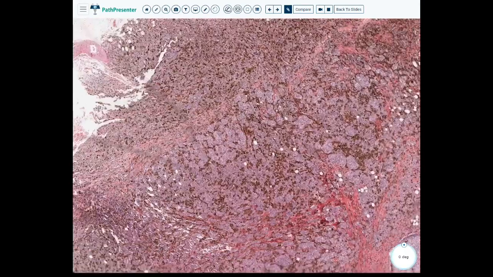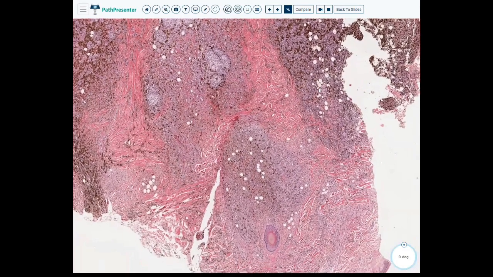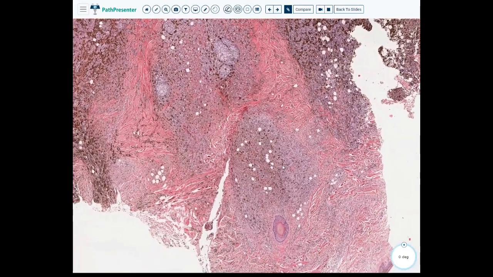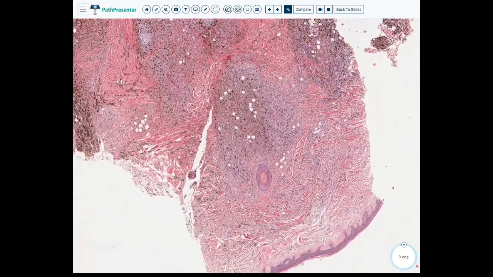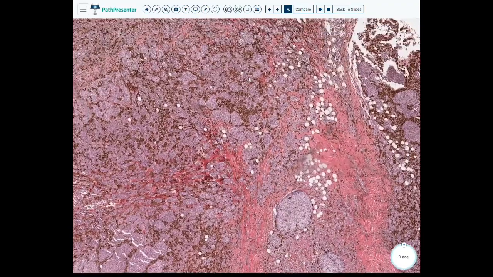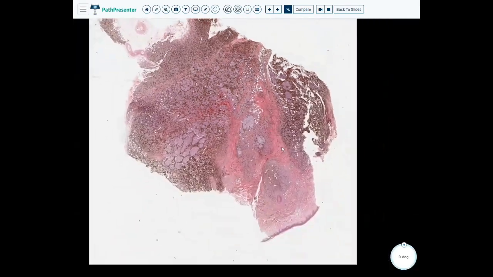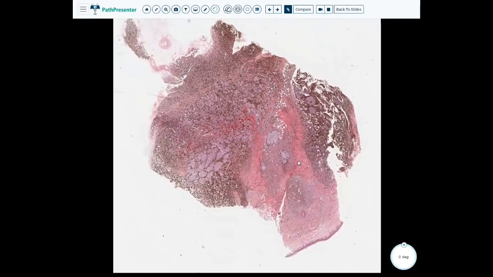So for this, it likely falls into a malignant blue nevus, and it is really cellular, so you'd probably want to mention that too. Very interesting lesion, very scary too.